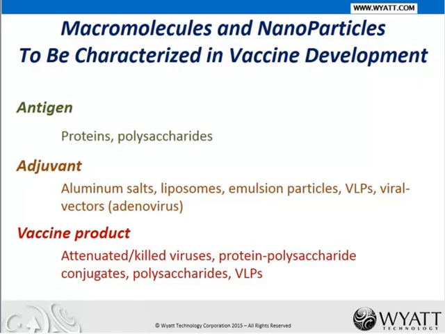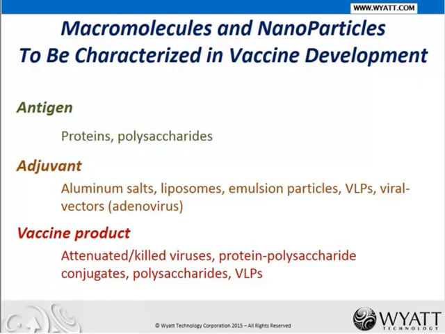Vaccine products. They can be attenuated or killed viruses. Some of the flu viruses belong to this category. Protein-polysaccharide conjugates and polysaccharides are vaccines against diseases like pneumonia and meningitis, the diseases from bacteria. Virus-like particles are vaccines against viruses like hepatitis B virus or HPV.